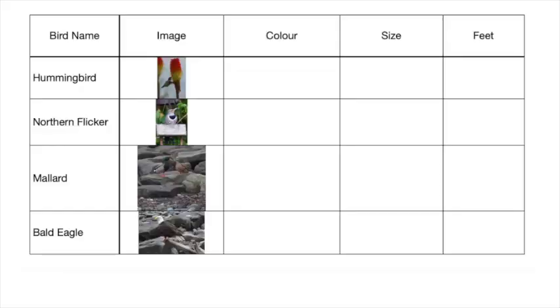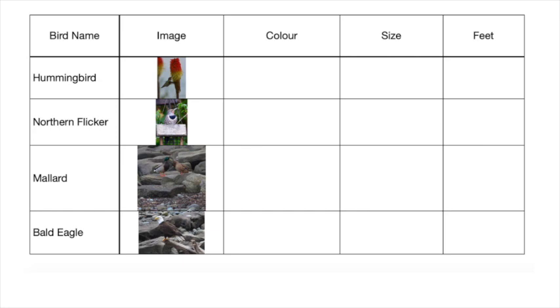To start, we can look at just a few features: the name of the bird, a drawing of it, its colors, size, and what kind of feet it has. We'll draw a table that has 5 columns and 1 line for each kind of bird. Then we can look at the colors of the feathers.